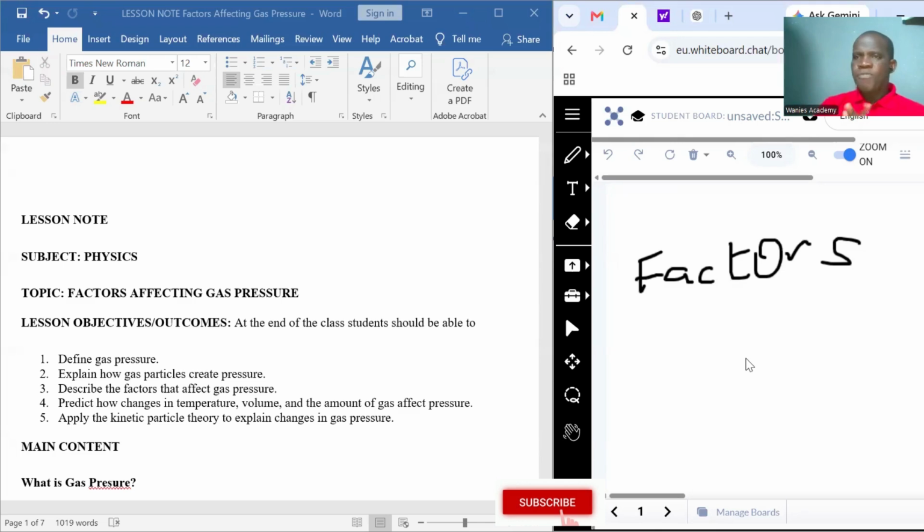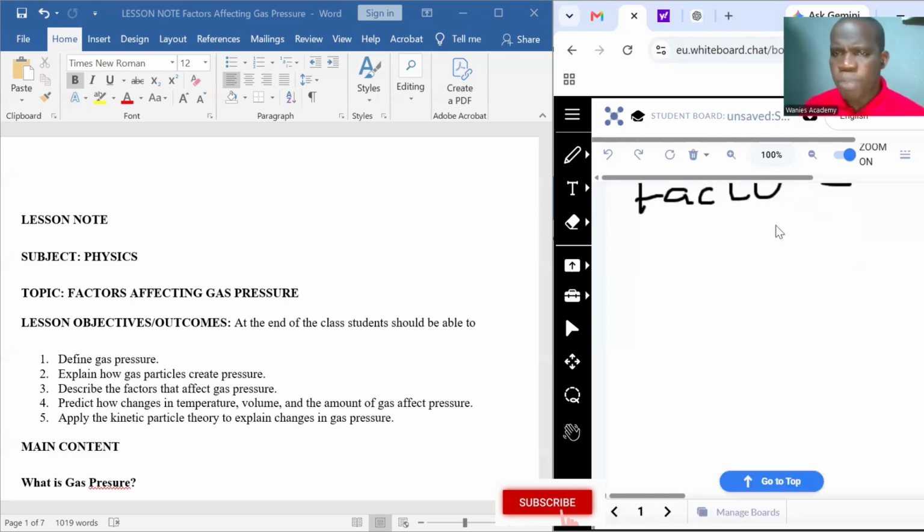One of our lesson objectives is to define gas pressure, then to explain how gas particles create pressure. We are also going to describe the factors that affect gas pressure, then predict how changes in temperature, volume, and the amount of gas affect pressure. Then we apply the kinetic theory to explain changes in gas pressure. These are the things we are going to look at briefly in our topic today.